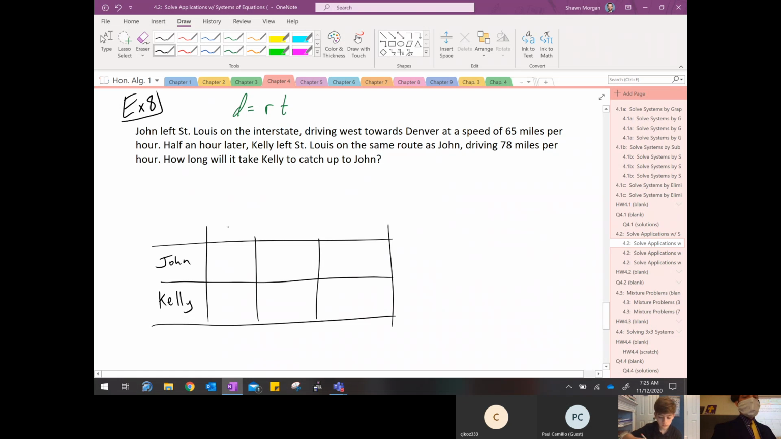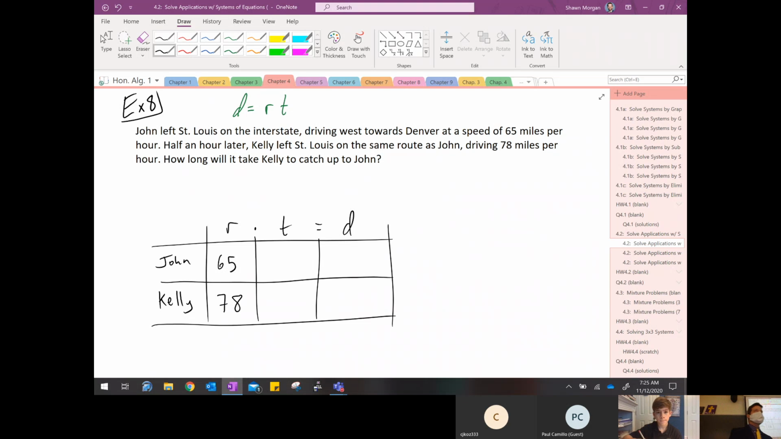We've got distance equals rate times time. I'm going to put that in reverse just because of my habit, rate times time equals distance, because I like my distance to be on the right in my chart. Okay, so how fast is John driving? Do we know that? Yeah, 65, isn't it? And Kelly's driving 78. Now, let's talk about their time. Who is driving longer? Who has a longer drive? John does.